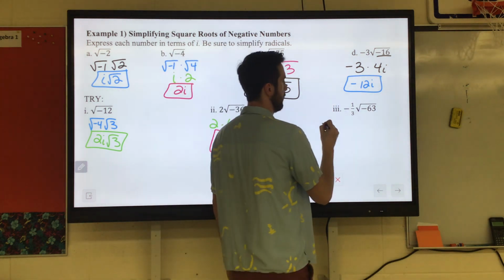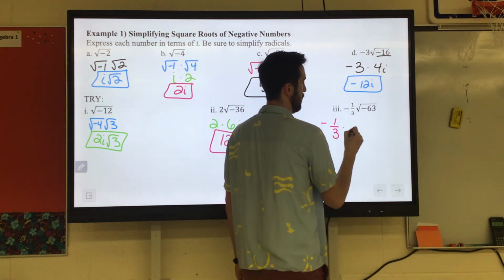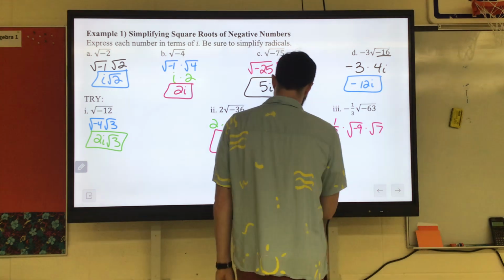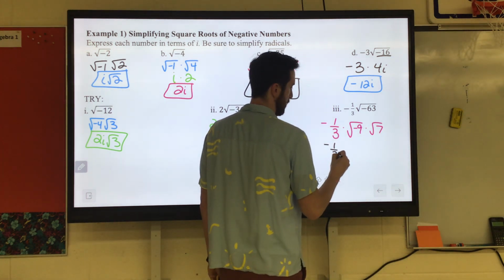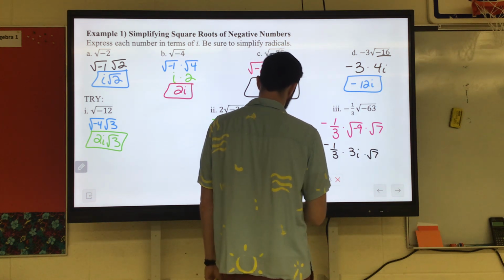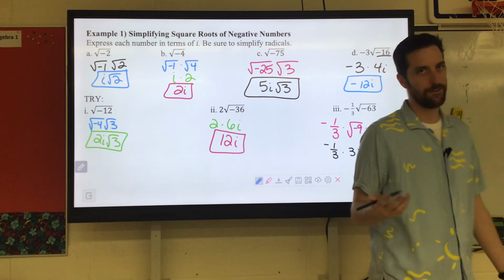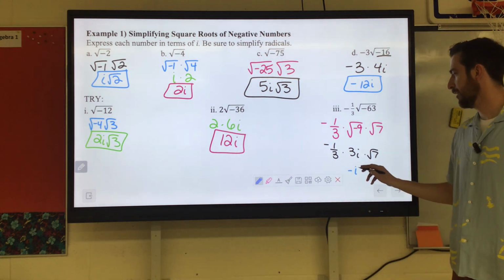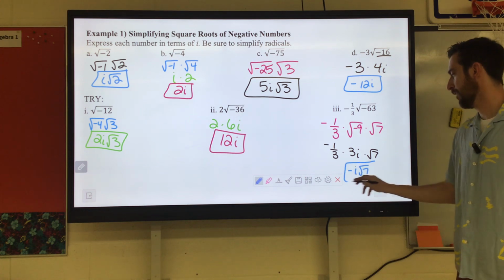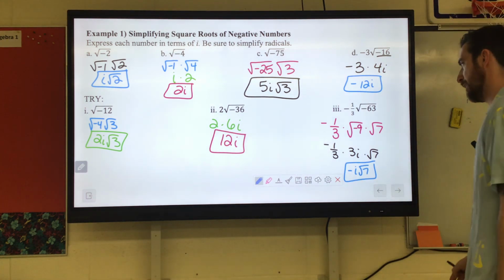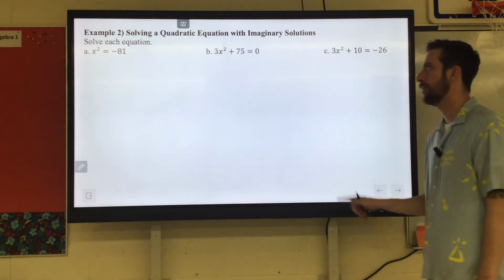This one's a little toughy. When you multiply by a third, you're dividing by 3. So this would be negative 1i root 7. Hey, how'd you do? 100%? I hope so. I certainly hope so.